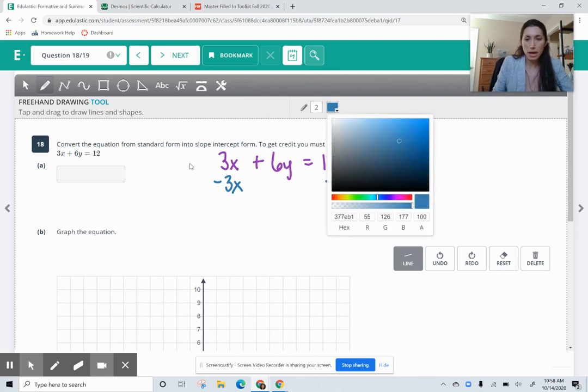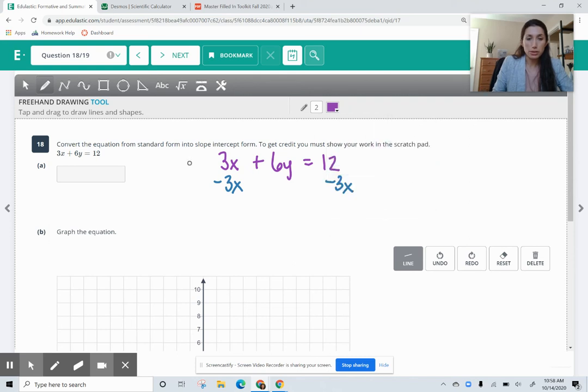Now I want to go back and rewrite our equation. 3x minus 3x is 0. So then we have plus 6y equals, and I like to write mx plus b first. So I would typically write the negative 3x, then plus 12. So it is in the form y equals mx plus b.